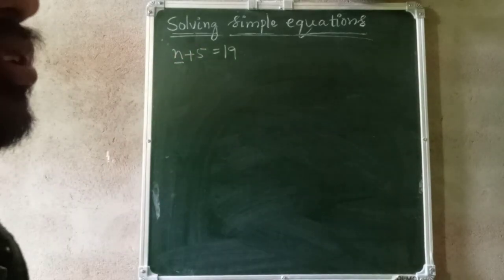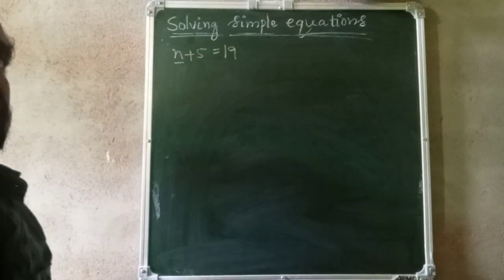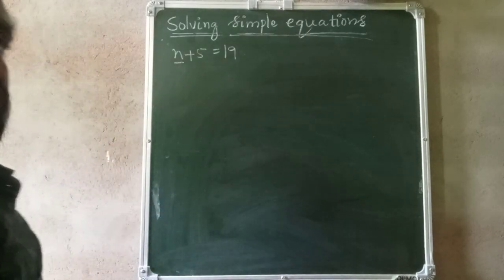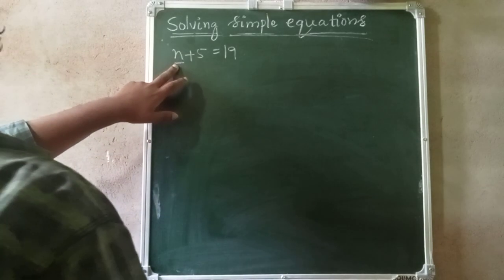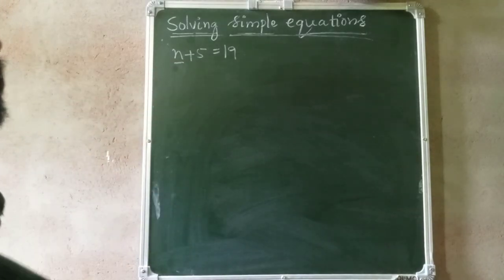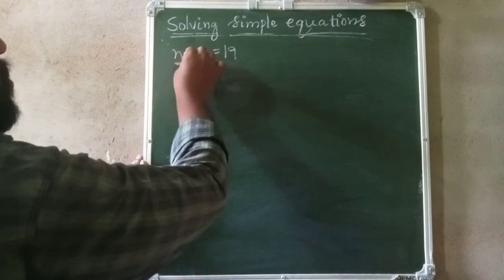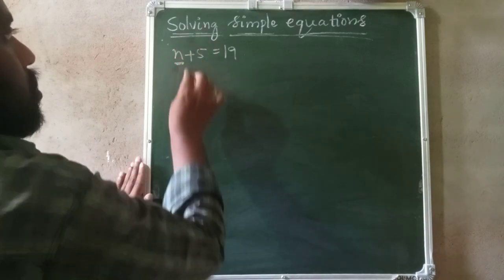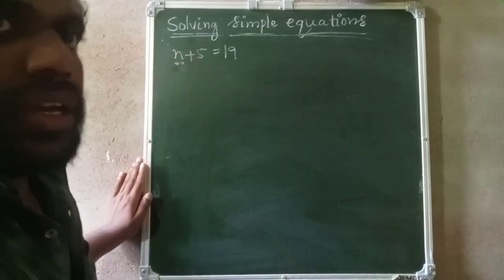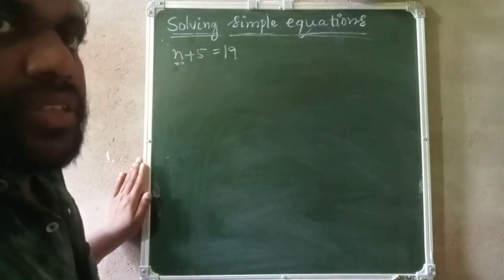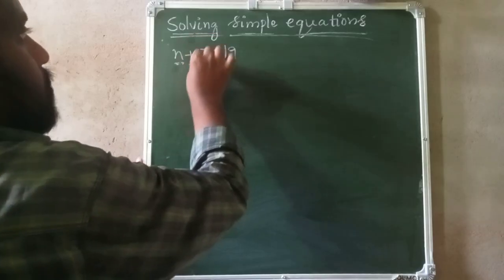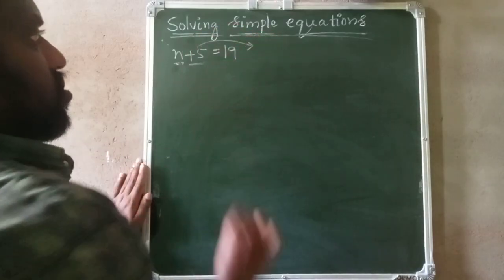So in previous equation the variable was x, but here the variable is n. So we have to find the value of n. So we want the value of n. So we have to keep this n here only. So remaining whatever is there, we have to move to other side. So remaining is plus 5. You can move this side.